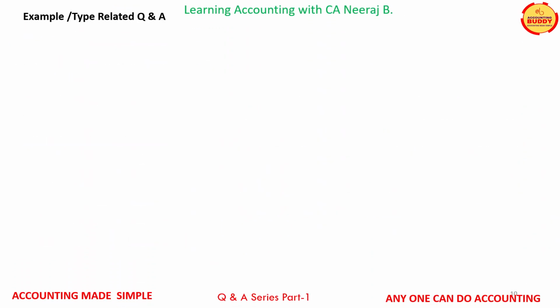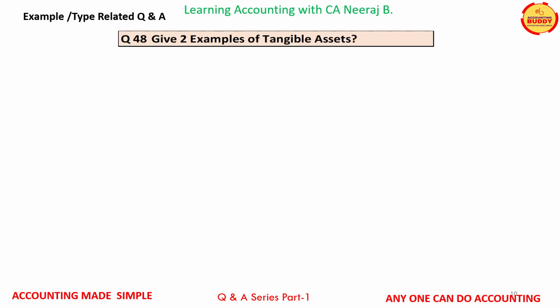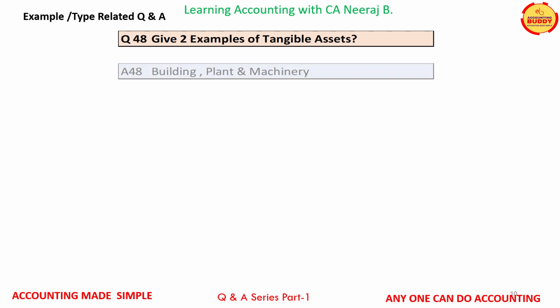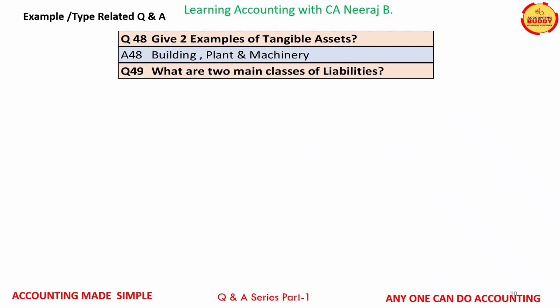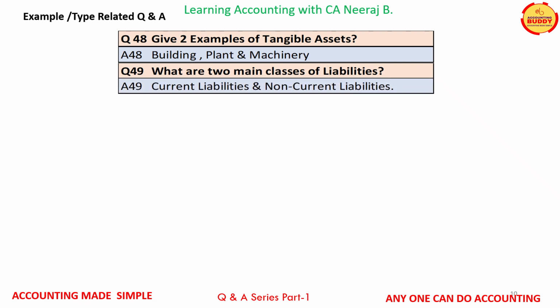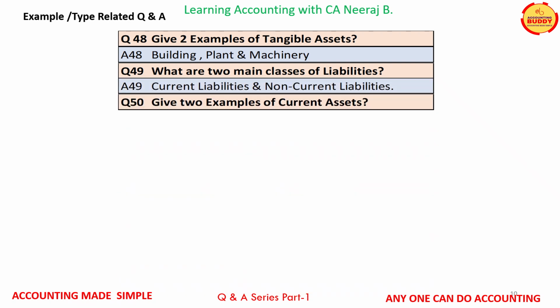Let us go through this section wherein you need to give the examples for some basic accounting terms. Question number 48 on your screen: give two examples of tangible assets. The answer is building and plant and machinery. Question number 49: what are the two main classes of liabilities? Current liabilities and non-current liabilities. Question number 50: give two examples of current assets. Cash in hand and inventory are the examples of current assets.